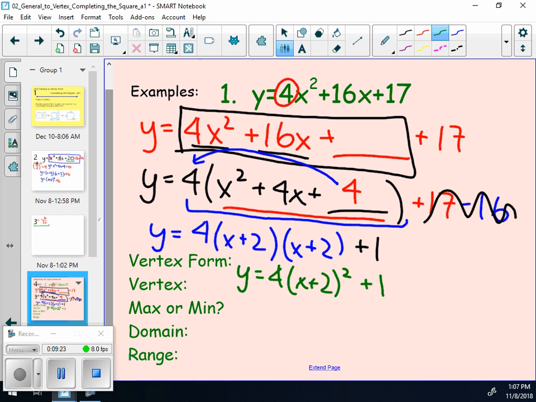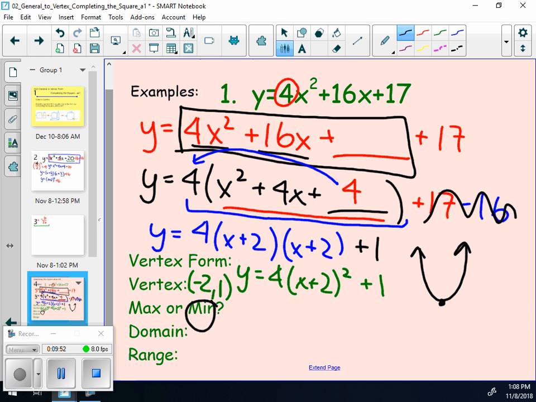So from this, what do we know our vertex to be? It is indeed (negative 2, 1). And then is our parabola upwards facing or downwards facing? It is upwards. So if it's upwards, that means that we have a parabola that looks like this. So our vertex will be a minimum.